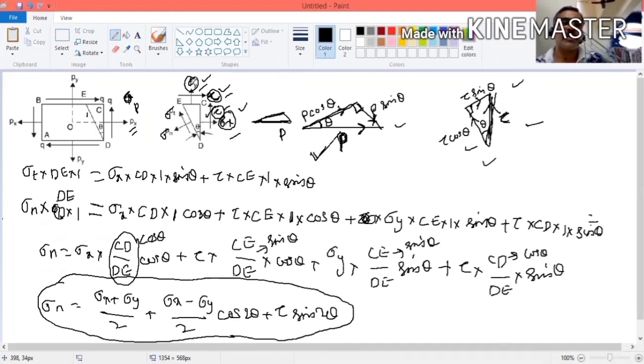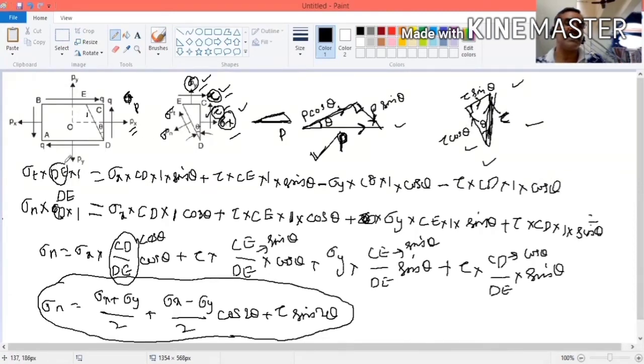Now you take sigma y. Sigma y is acting along the vertical direction. I want to resolve along this direction. Here the force is acting downward, here it is acting upward, so opposite means you put minus: sigma y into area CE into 1 into cos theta. If you want to resolve vertical into this direction, you have to put cos theta, minus tau into CD into 1 into cos theta. Now you divide by D.